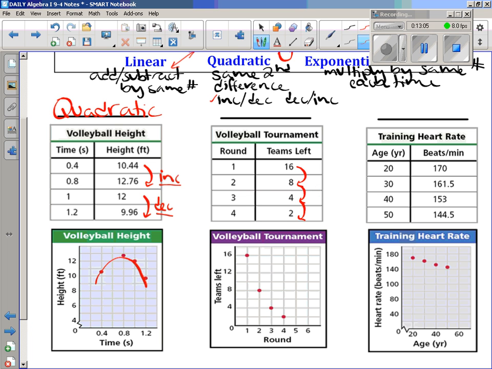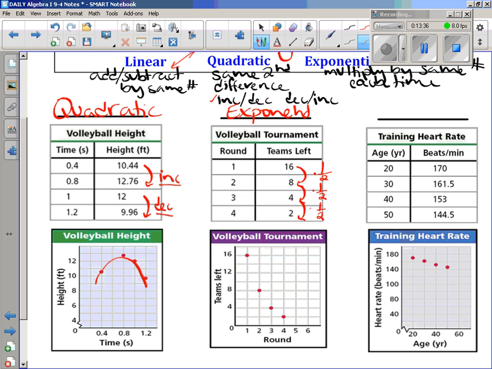Now let's talk about multiplying. What can you multiply 16 by to get 8? Well, 8 is 1/2 of 16. So 16 times 1/2 is 8. Let's see if that keeps working. Half of 8, yep, is 4, and half of 4 is 2. Bingo. So I'm multiplying by 1/2 each time.